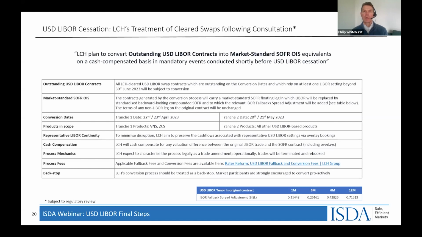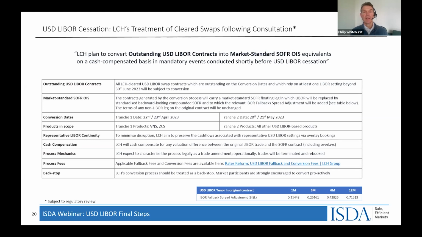Essentially, we are over two tranches with the dates listed as on this slide. We're going to convert outstanding dollar LIBOR contracts into what we're calling market standard SOFR OIS. Let me try and go through what are the relevant points that I want to draw out. In terms of the types of contracts and the scope of conversion, I think it's important to say that we will be converting all contracts that rely on at least one non-representative LIBOR fixing. But said the other way, we will not be converting trades that rely entirely on representative LIBOR fixing.